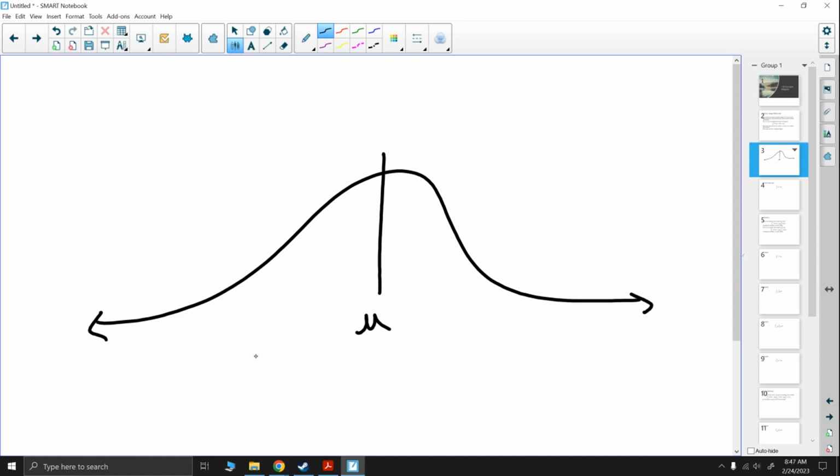And basically, if you've taken basic statistics, we can use our z-tables to find the probability of somebody being, say, less than the mean, for example. Well, that would be 50% or 0.5.